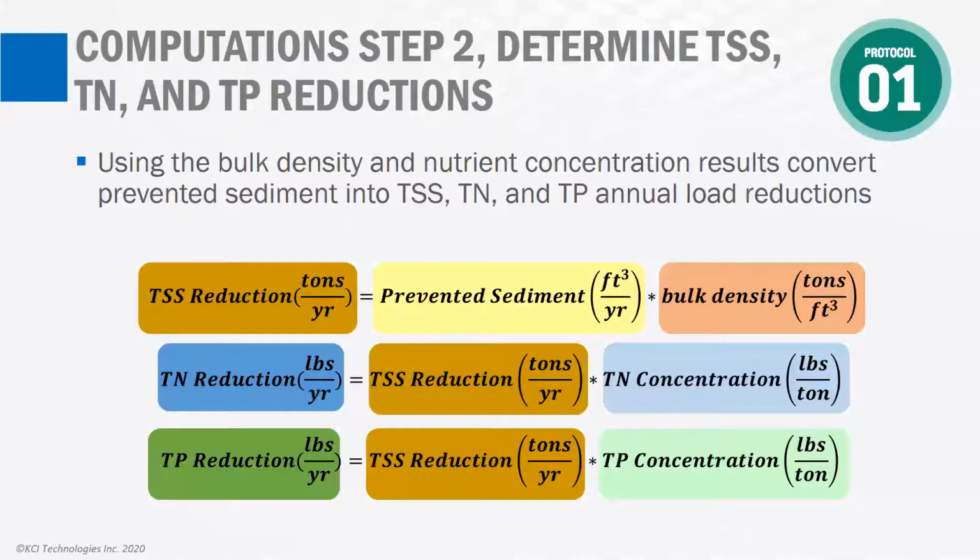Once the volume of potential sediment eroding per year is determined, the next question is how much TSS and nutrients are in that volume. So TSS reduction is calculated by using the results of the laboratory analysis for bulk density. And then similarly, the nitrogen and phosphorus reductions are determined by applying the site-specific nutrient concentration.